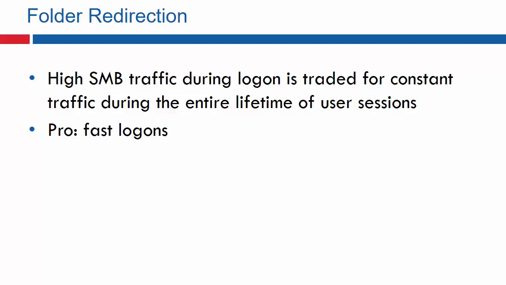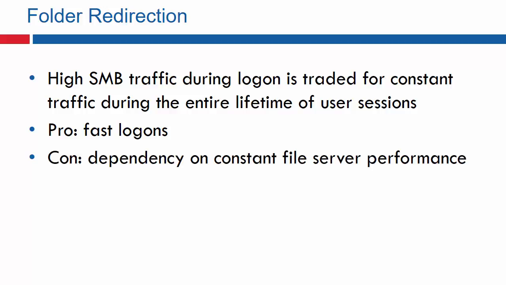But on the other hand, we are now dependent on the file server's performance. So basically, we trade one period of very high SMB traffic during logon for a period of constant dependency and constant SMB traffic to the file server for the entire duration of the user session. So basically for all of the day. So we introduce a very problematic dependency on a component on the network.